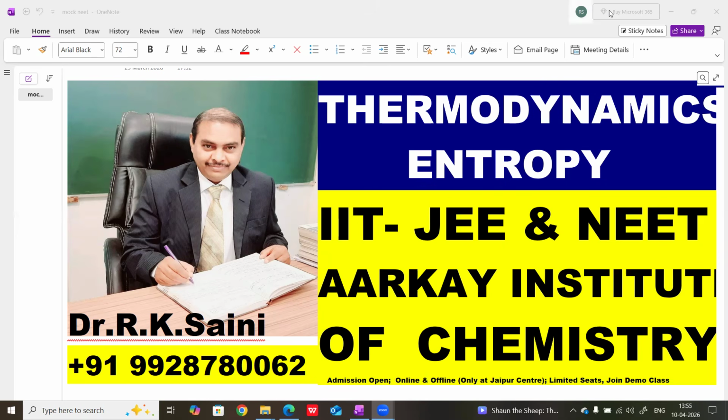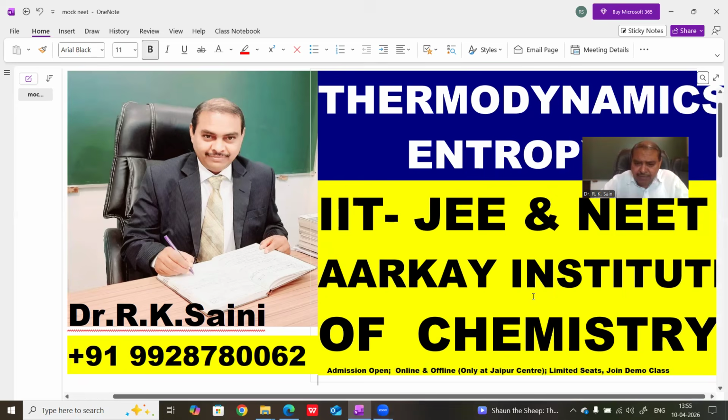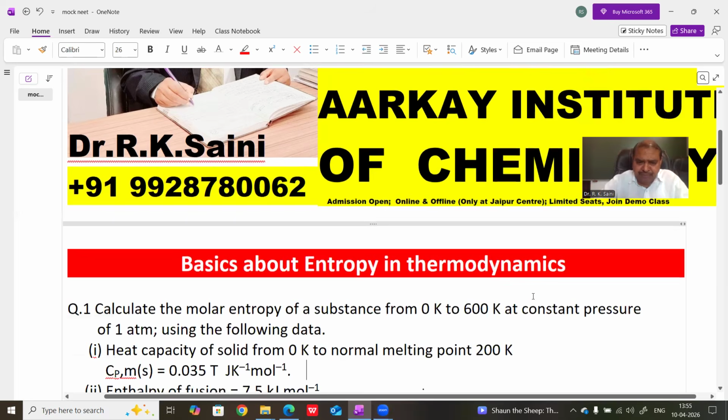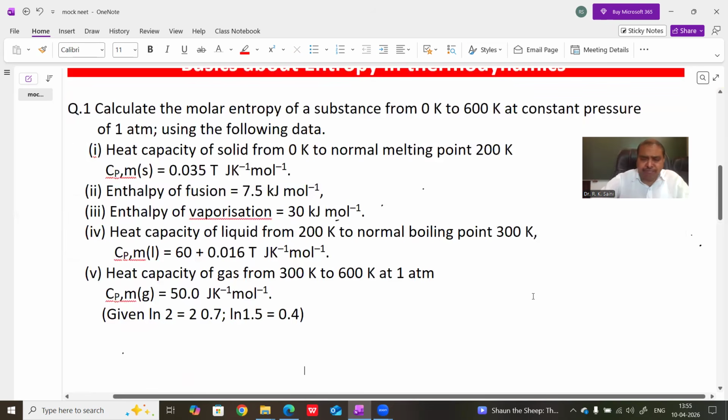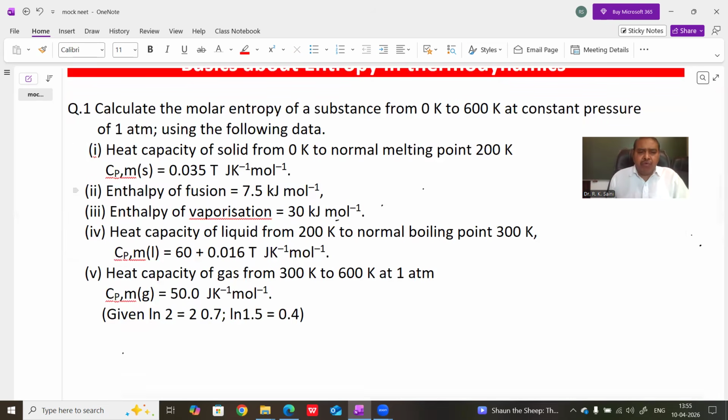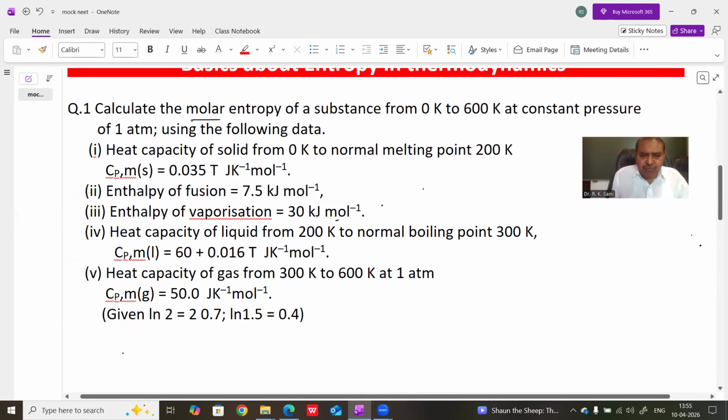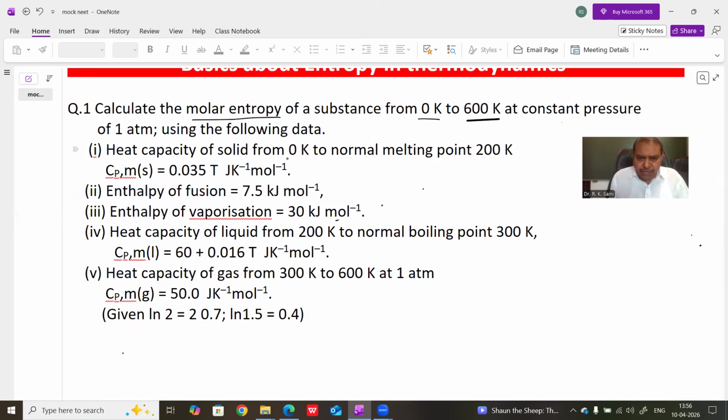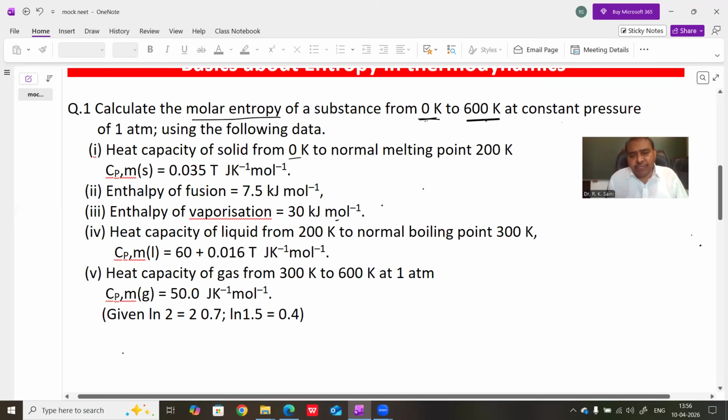First, we read the question very carefully and then understand how many steps are involved. Calculate molar entropy, meaning the entropy of 1 mole of substance, from 0 Kelvin to 600 Kelvin at constant pressure. Our aim is to calculate the entropy of the substance from 0 Kelvin to 600 Kelvin.